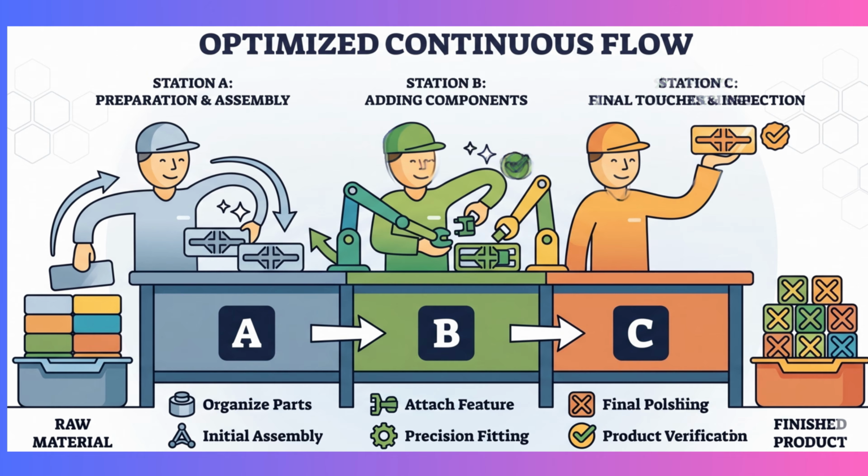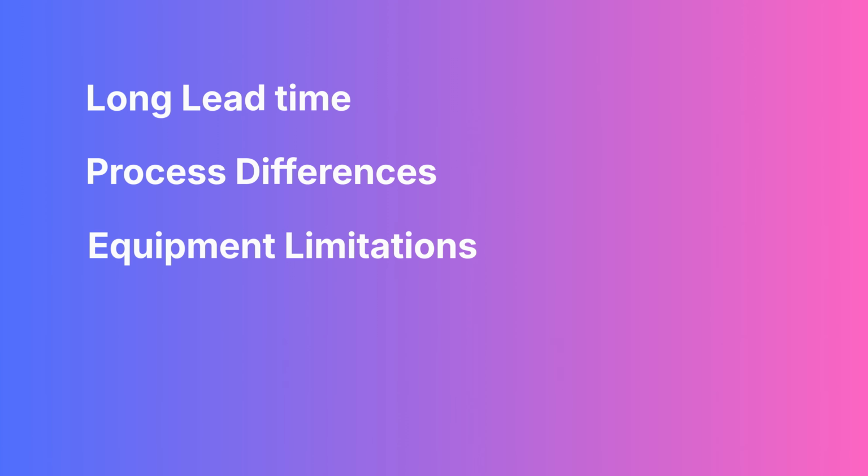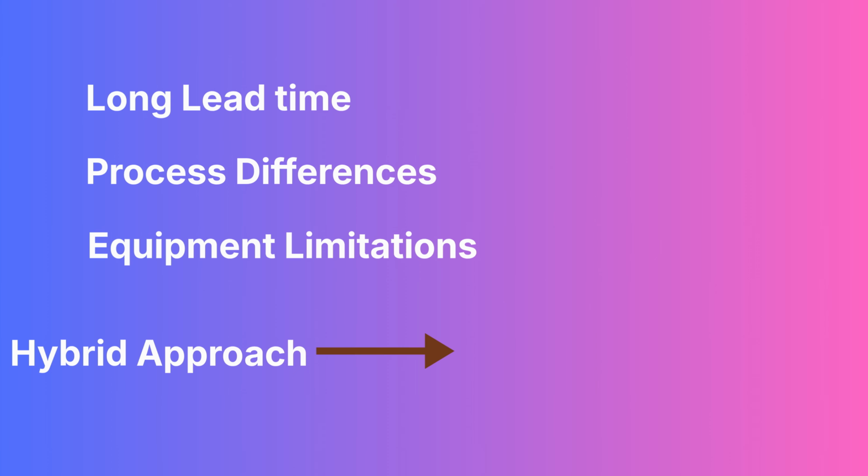In real-life operations, achieving 100% continuous flow across all processes may not be possible. There could be constraints like long lead times, process differences, equipment limitations. In such cases, we adopt a hybrid approach. That means combining continuous flow with controlled inventory systems, such as FIFO, first in, first out.